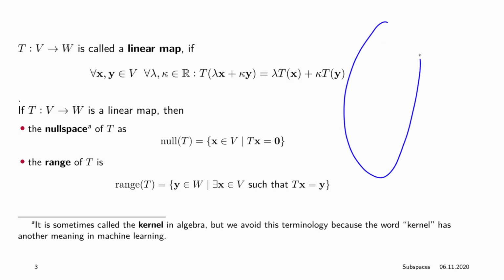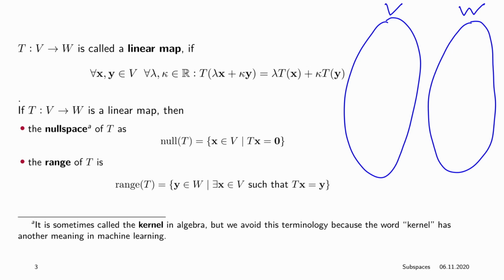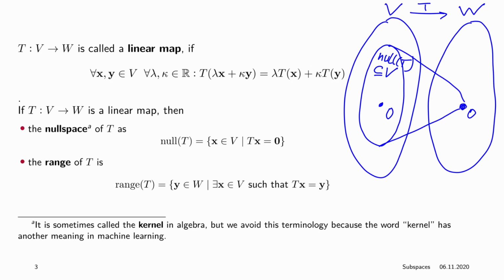So we start out by drawing these two vector spaces, V and W. And there is our function T that maps from V to W. Obviously, V has a 0 element, W has a 0 element, and now the null space of T is a subspace of V such that if we use T, then we get the 0 back in W.